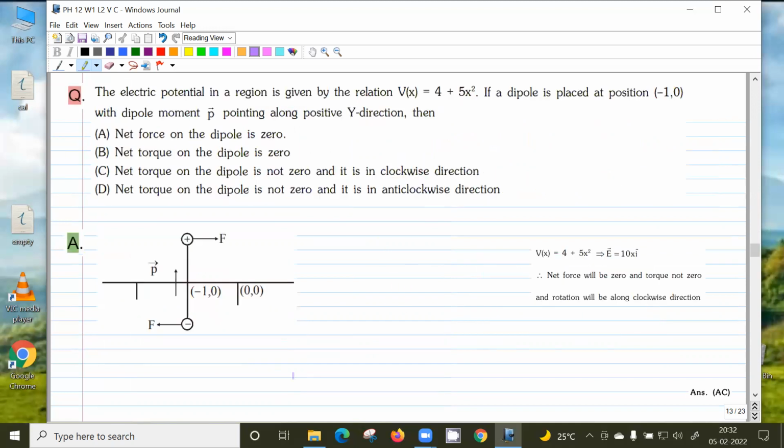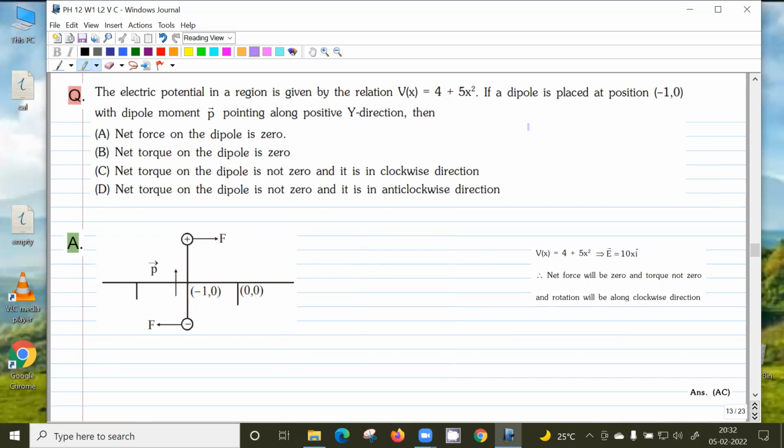Fine. The electric potential in a region is given by this one. So it's a 1D problem because it's only one space dimension. A dipole is placed at the position (1, 0). Here the y-axis is coming in, with the dipole moment P pointing in the positive y direction. So here the second dimension is coming. Then the net force on the dipole is 0? Net torque on the dipole is 0? Basically, you have to see whether torque is there and force is there.